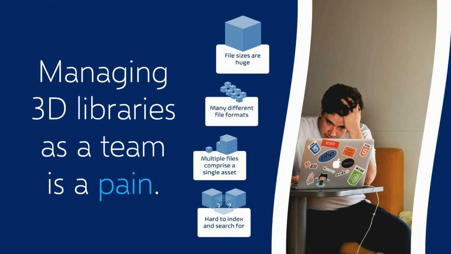Managing 3D libraries as a team is a pain. 3D content is very different from 2D content because file sizes are huge, making it hard to share. There is no single file format, creating compatibility issues when teams try to use the same 3D model. 3D models are complex. In many cases, they are actually composed of multiple files: skeleton, texture, mesh, and coloring. And they are very hard to find since most indexing, like text or audio search, don't apply to them.